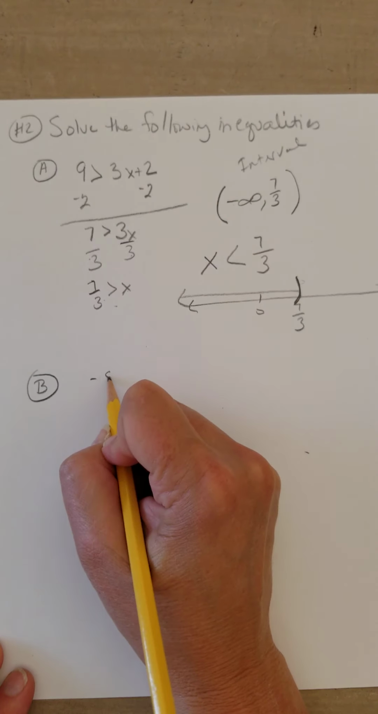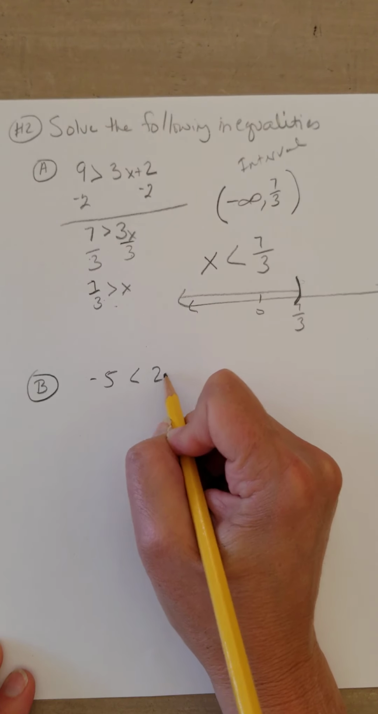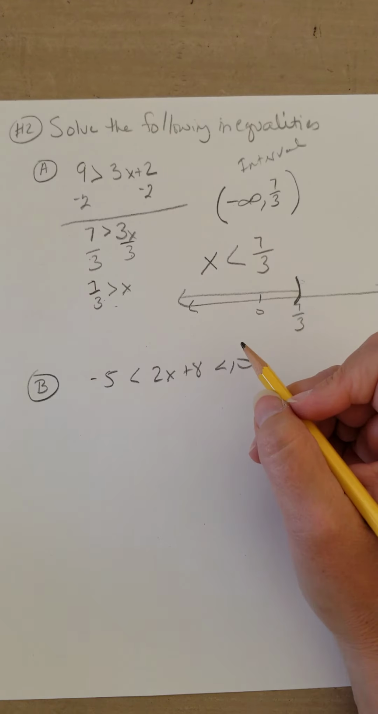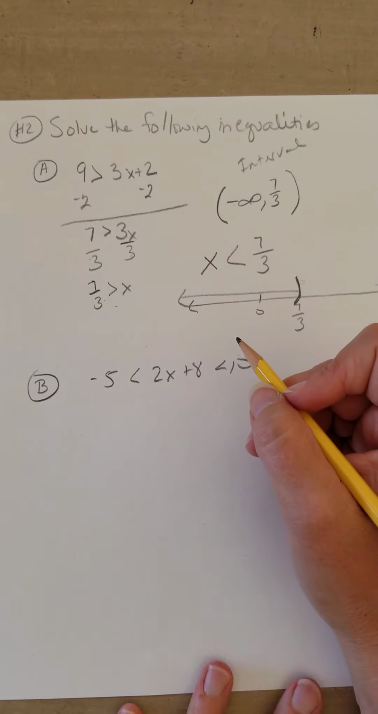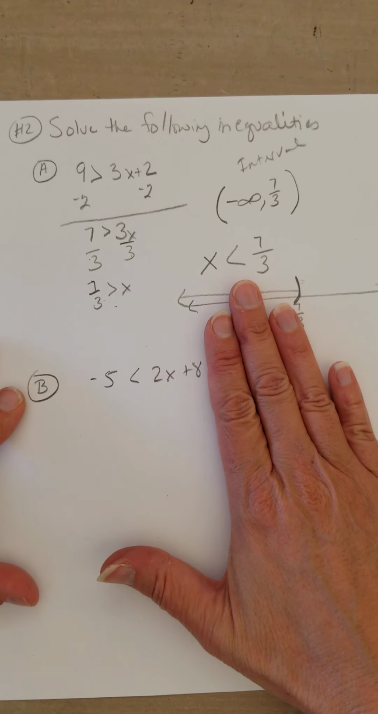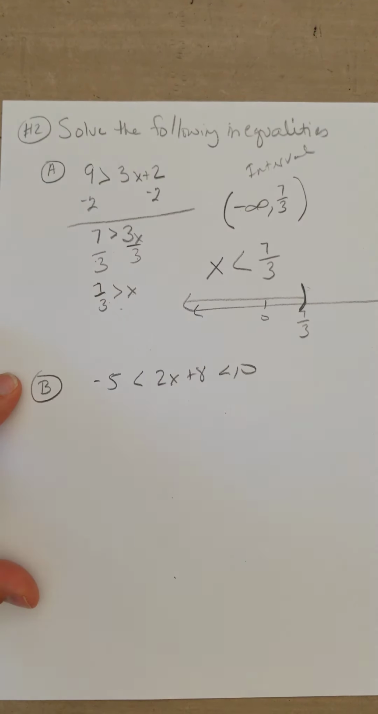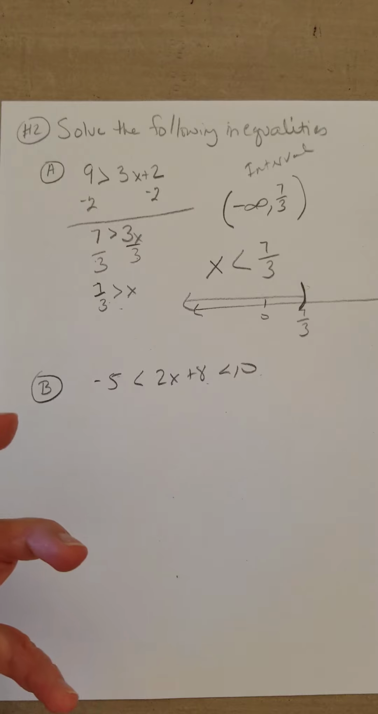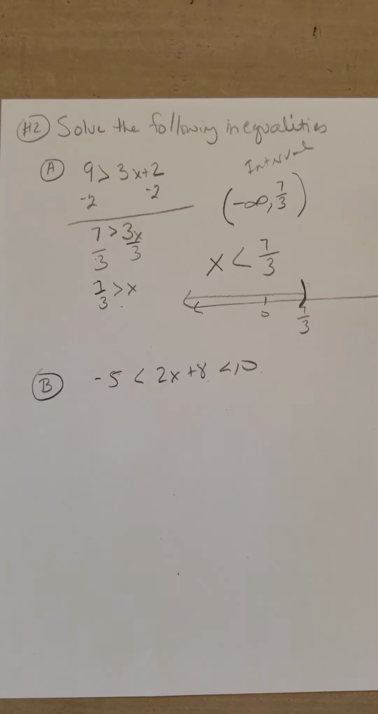All right. Next one, negative 5 is less than 2x plus 8, which is less than 10. So same thing here. Here's what we're going to do, you guys. We're going to solve this guy and this guy at the same time. Whatever I do to the middle, I have to do to both ends. And if you need to split them up and see it, this is just saving some space, I guess.